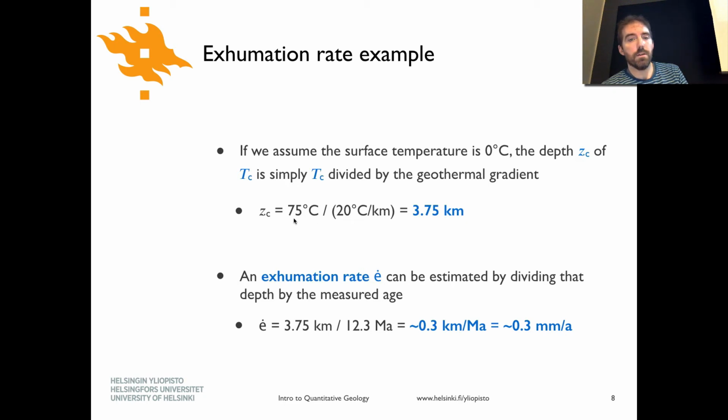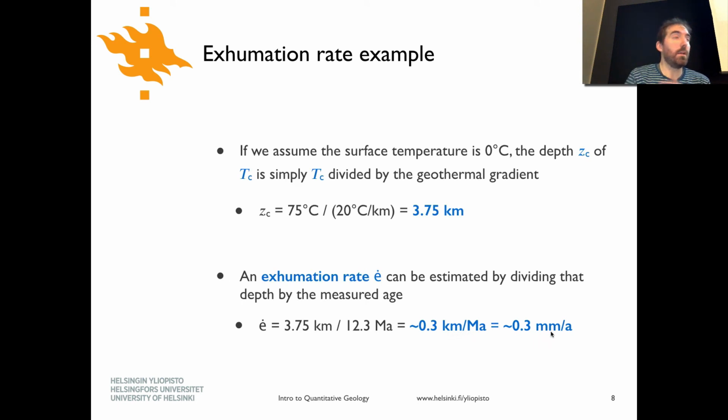And if you do it, you take 75 degrees C divided by the geothermal gradient, that gives you the depth. You take that depth and divide by the age, and it gives you an exhumation rate of 0.3 kilometers per million years.